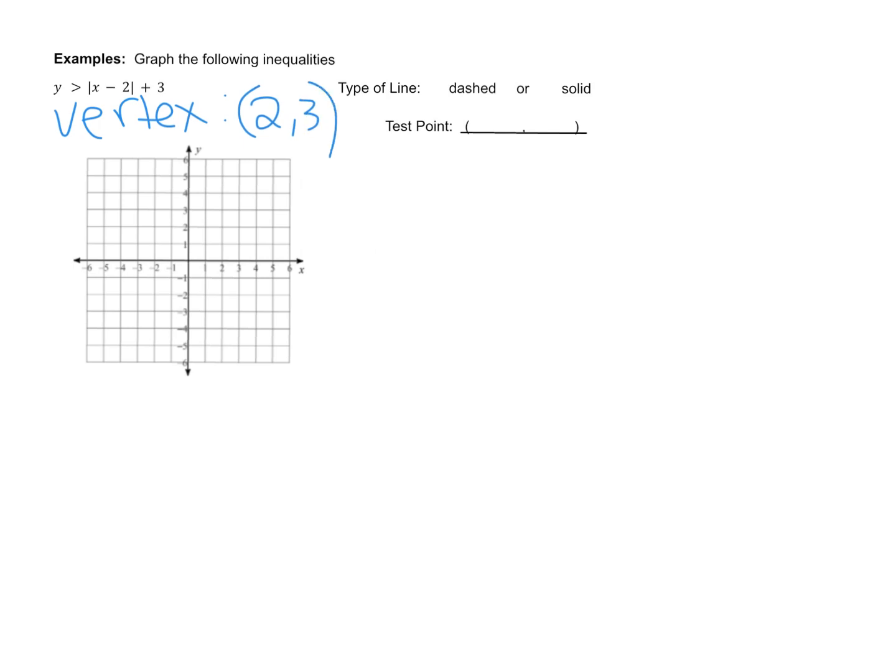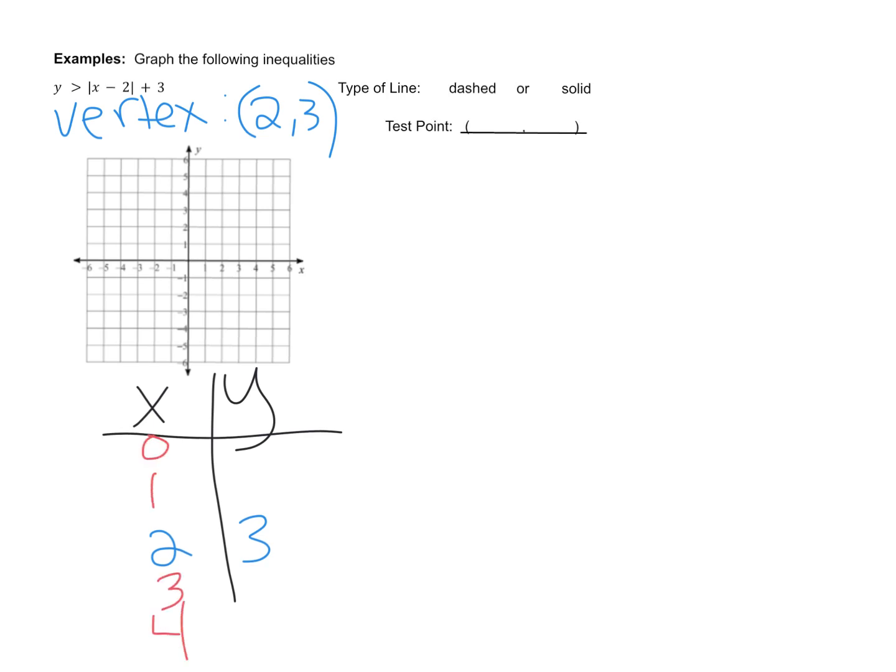Now that I have my vertex, I'm going to start making my table of values. As always, that vertex goes directly in the center. And then I'm going to choose 4 other x values to finish filling out my table. So since I have 2, I'm going to choose 1 and 0, as well as 3 and 4. Remember, in the end, we only need to plug in 2 of the 4 values because of the symmetry. I know that 0 and 4 and 1 and 3 are going to end up having the same y values.